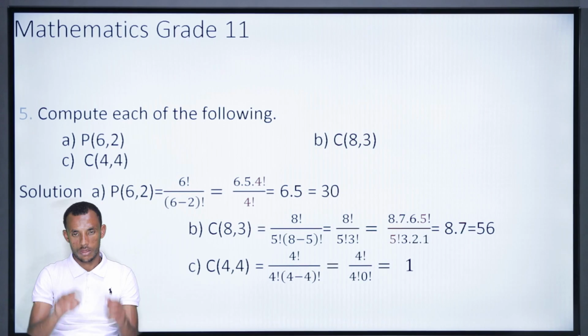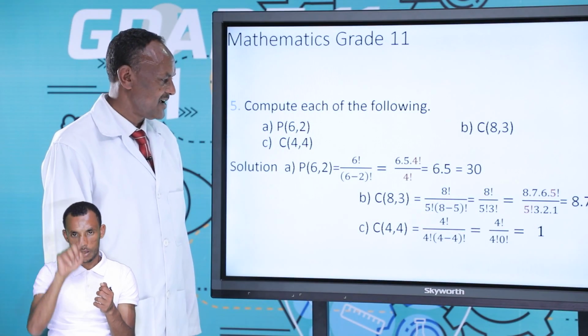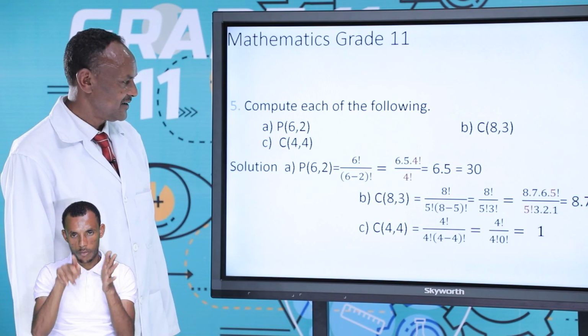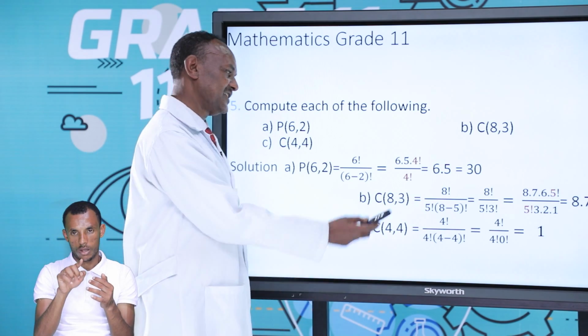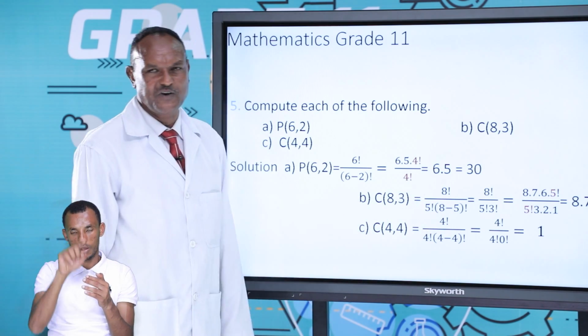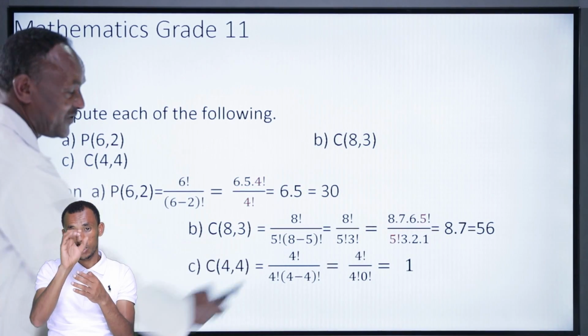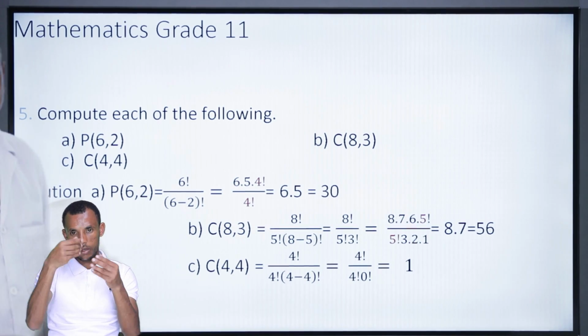The combination of 4,4. 4 factorial divided by 4 factorial times 4 minus 4 factorial. So the numerator is 4 factorial. The denominator is a product, 4 factorial times 0 factorial. But what we said before, 0 factorial is 1. When this one is simplified, it gives a result equal to 1.